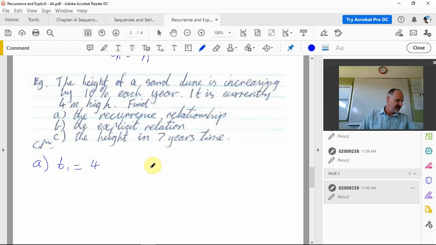Next year, in the second year, it will be that 4 meters plus 10% more. 10% as a fraction is 0.1, times the 4. Now, you notice the 4 here is a common factor.